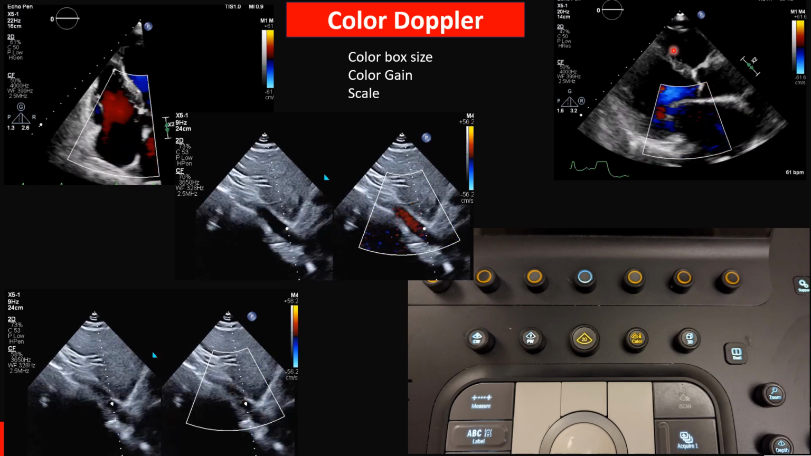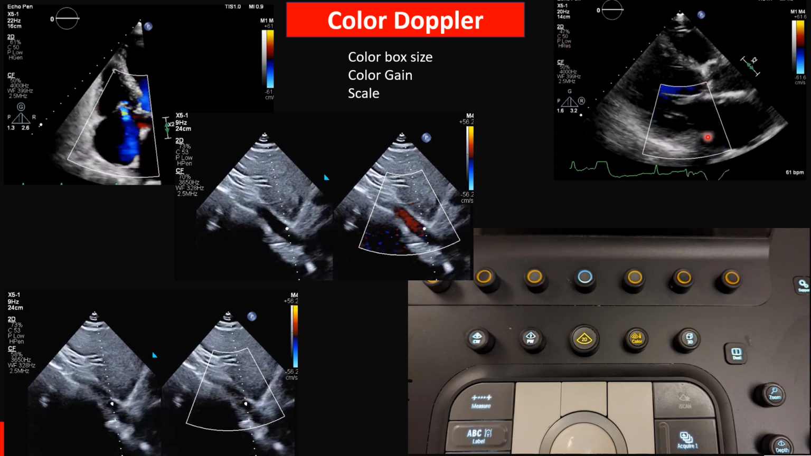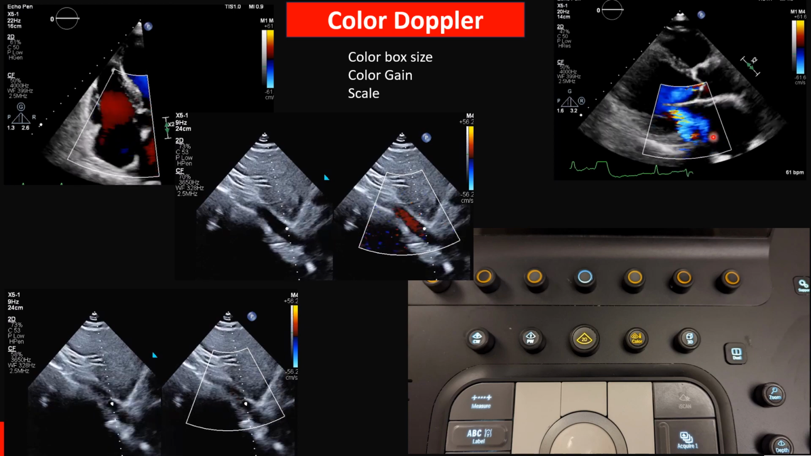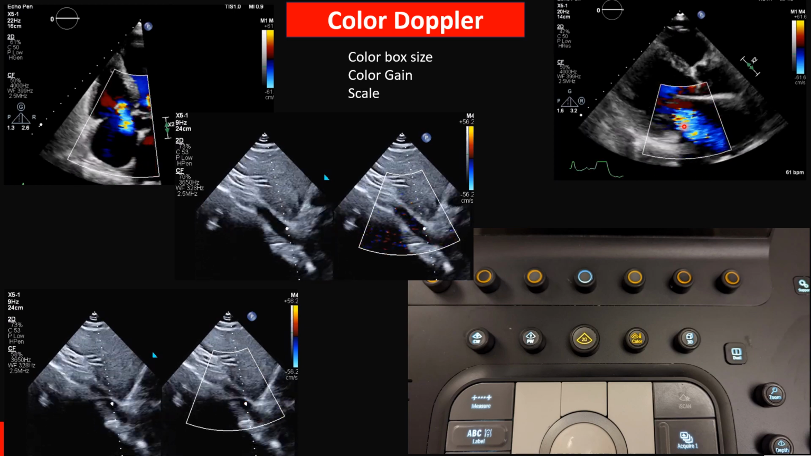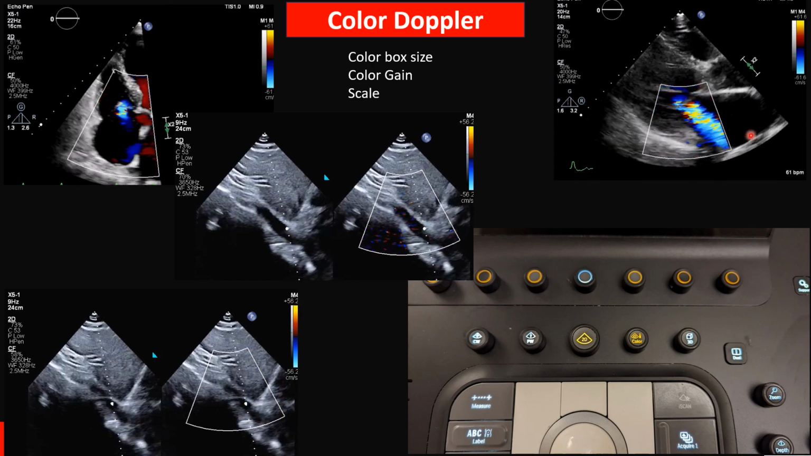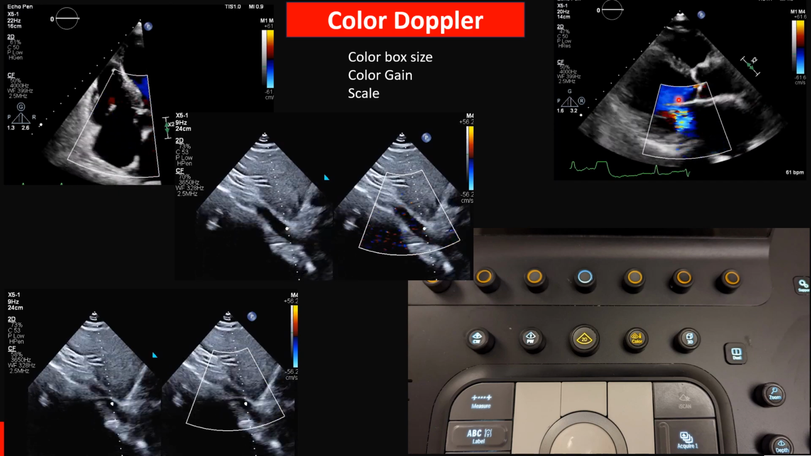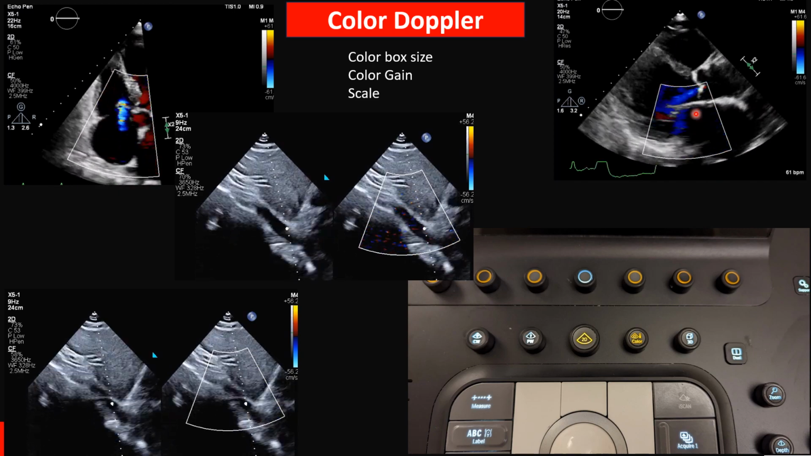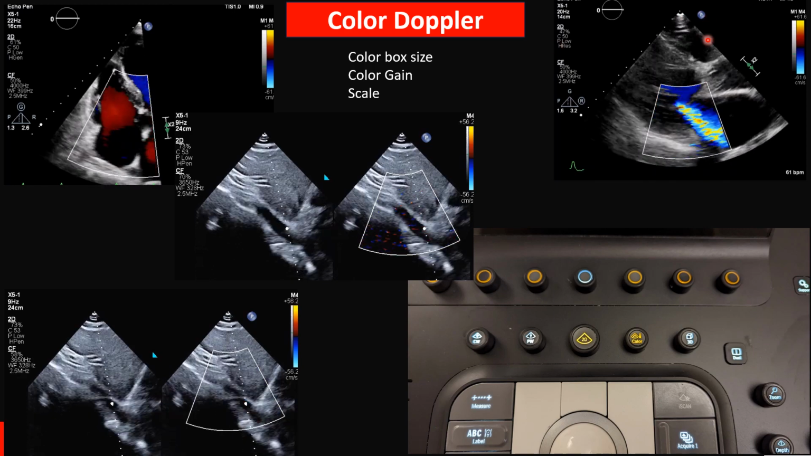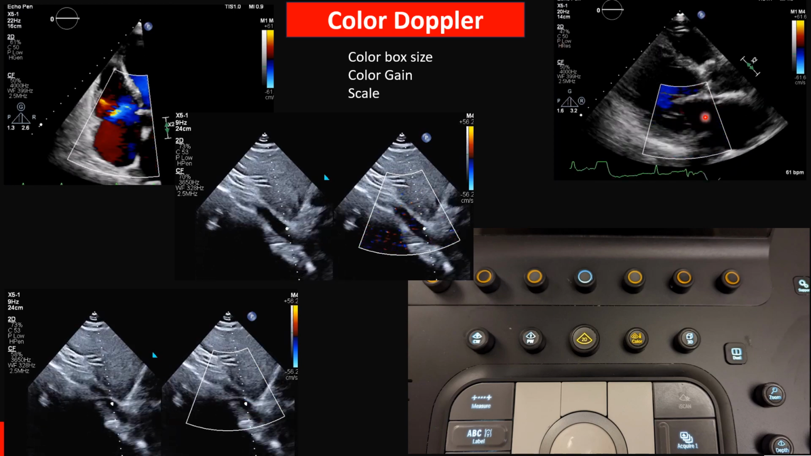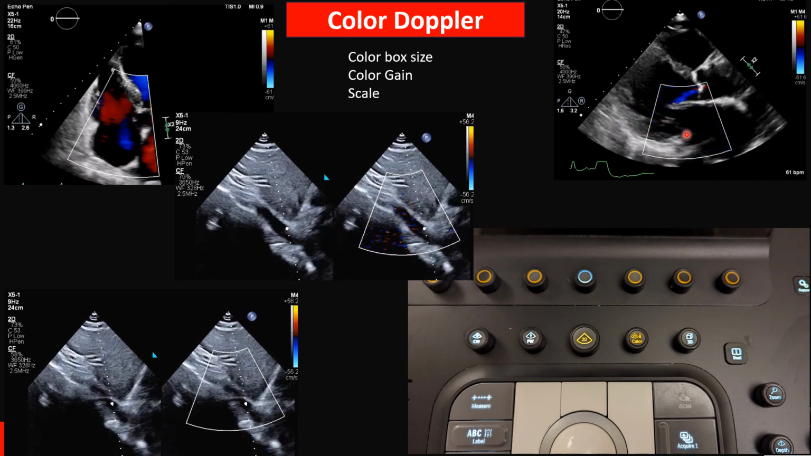The height of the color box doesn't affect frame rate, but the width of the color box does. If it's wider, frame rate decreases. So we want to use the highest frame rate, especially when the heart rate is high. In those situations the sensitivity and accuracy of the color Doppler increase. The height doesn't affect frame rate, but it still affects resolution. So generally, the size of the area of interest is the best size for the color box.